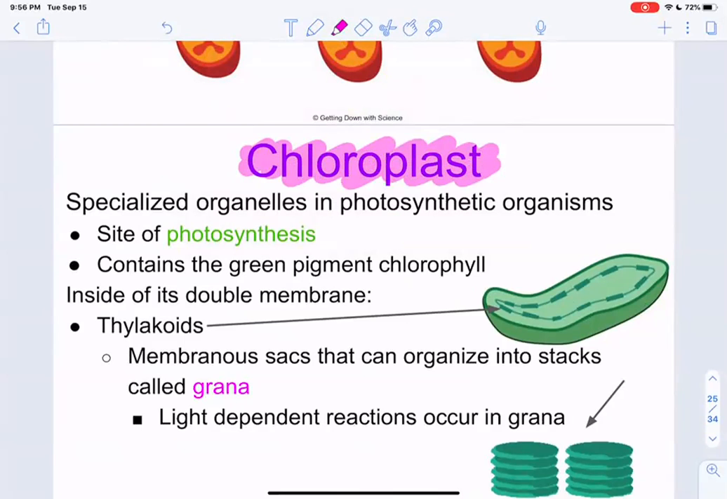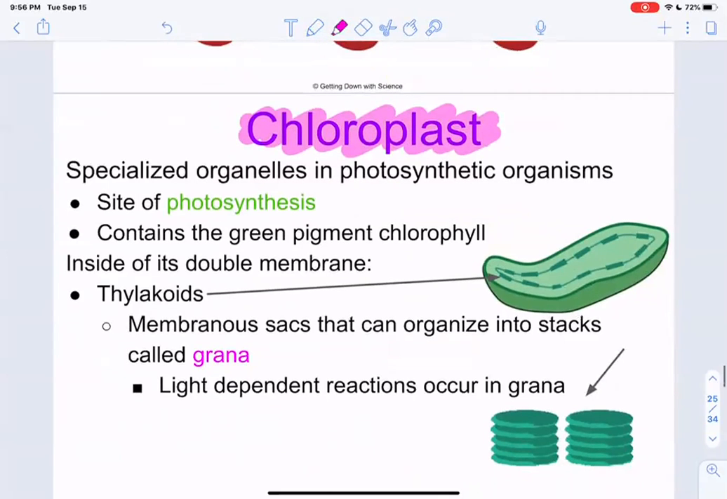The chloroplast is going to have little green pigments called chlorophyll, and inside the chloroplast we'll see some thylakoids and grana that will be important for light-dependent reactions. Right now, just know what the chloroplast is. It's important for photosynthesis, and it has pigment.